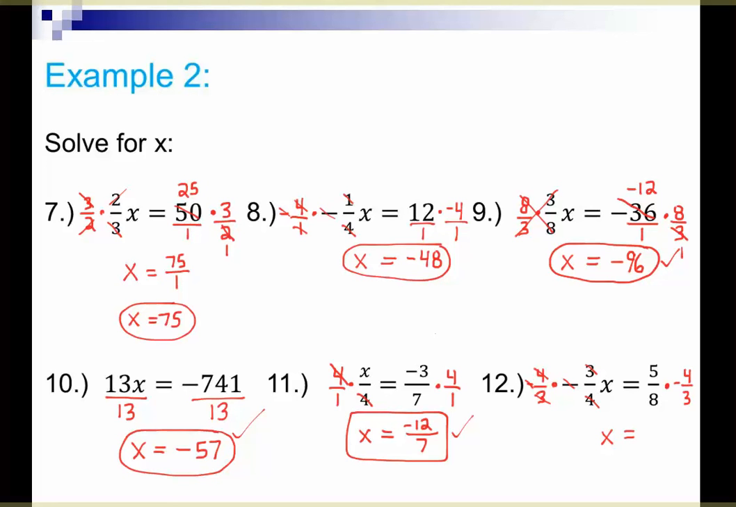You can do some cross canceling here. I'm actually not going to cross cancel this one. I'll just do top times top. 5 times negative 4 is negative 20. 8 times 3 is 24. So I'm left with a fraction, negative 20 over 24. That can be reduced. I can divide both the top and the bottom by 4. And when I do that, I should get negative 5 over 6. And so hopefully your answers match up with mine. And if they do, you're in a pretty good spot.